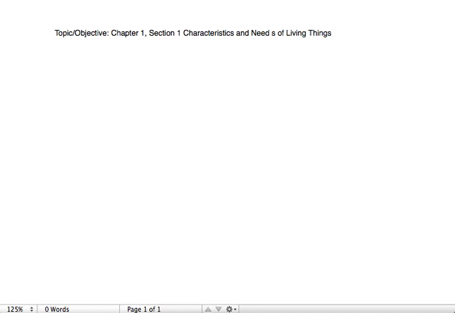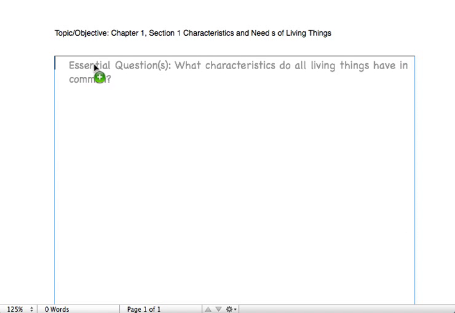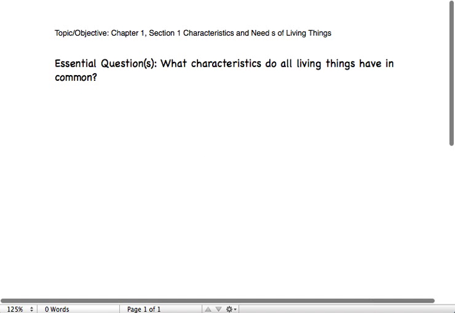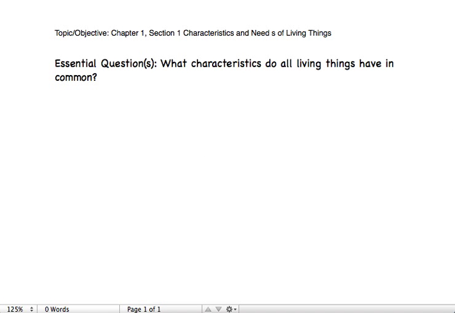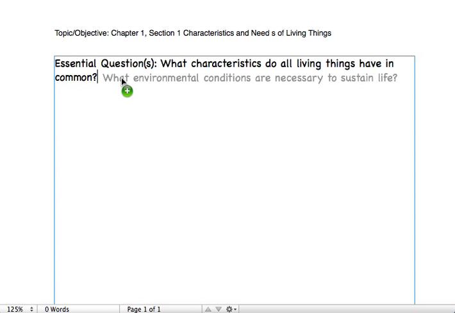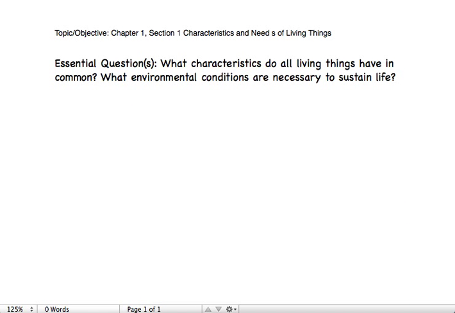Next is the essential question. And for today, we're actually going to have two essential questions. The first is, what characteristics do all living things have in common? And the second is, what environmental conditions are necessary to sustain life? Okay, so that goes in the essential question box on your Cornell notes.